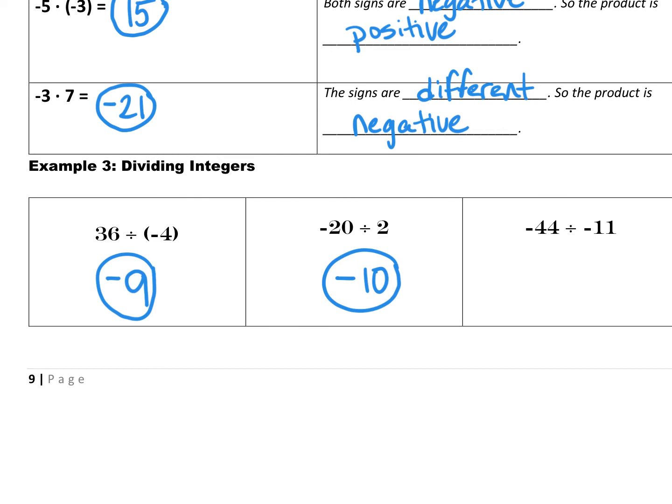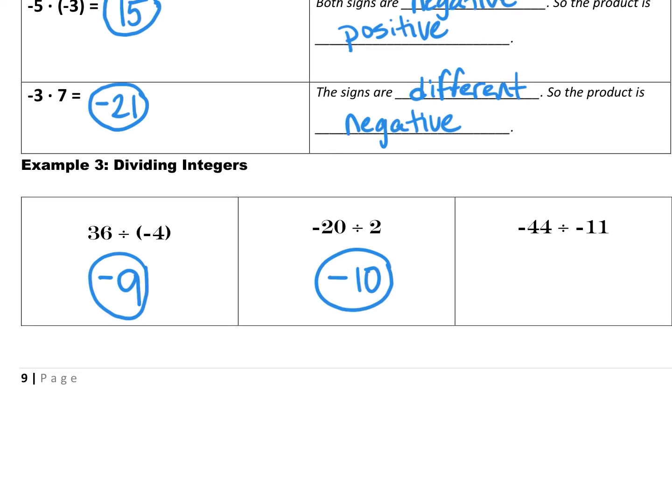And finally, -44 divided by -11. Ignore the signs. 44 divided by 11 is 4. What's the sign going to be? Is this going to be a positive or a negative? It's going to be a positive number because they're both negative. My signs are the same. And when the signs are the same, a negative divided by a negative is going to be a positive.